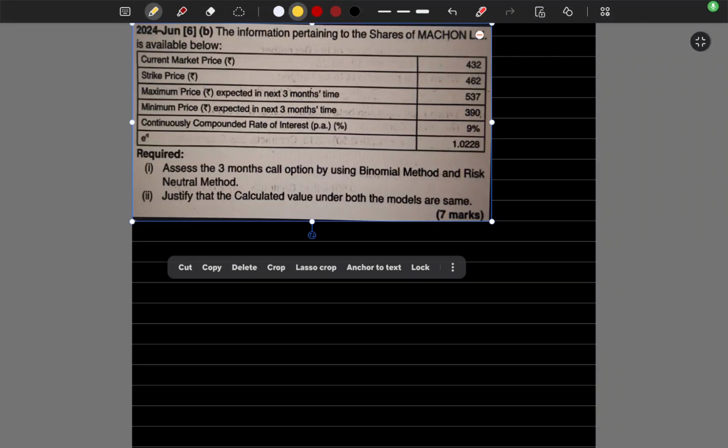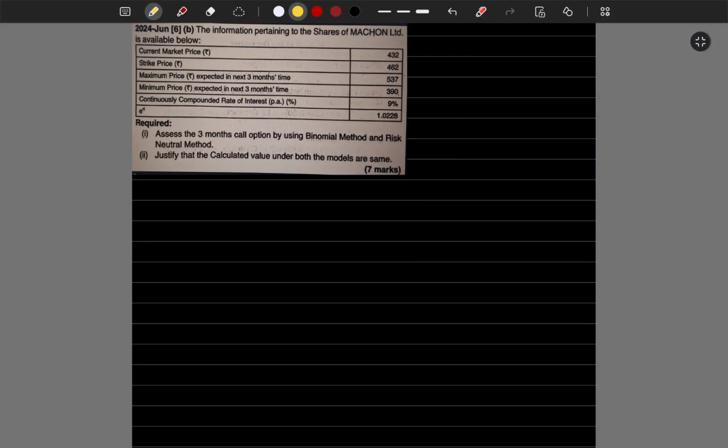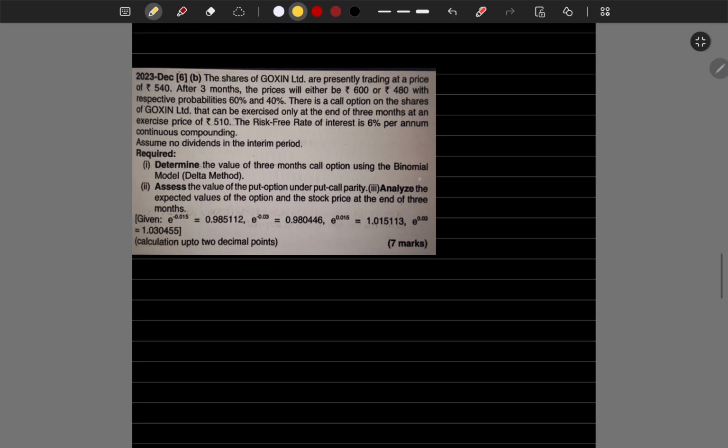Hey guys, welcome back. Today we are going to solve a problem from the binomial method from options in SFM, and this specific problem deals with the risk neutral method which involves probability. Another method we are going to solve is the delta binomial model using delta.